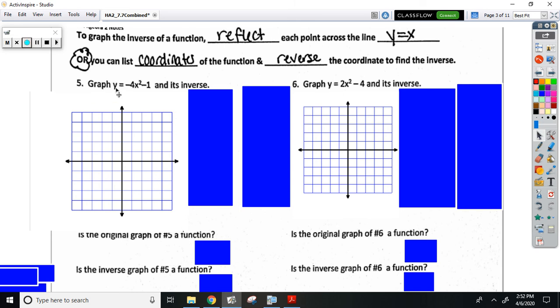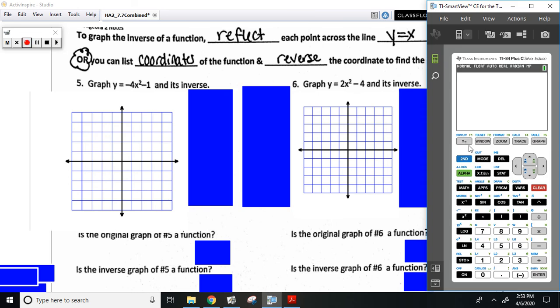So number 5, we have a quadratic. Now we should know that that's going to make a parabola shape. It's going to be an upside down parabola because it's negative. But a lot of you will want to use your graphing calculator to assist you in this.